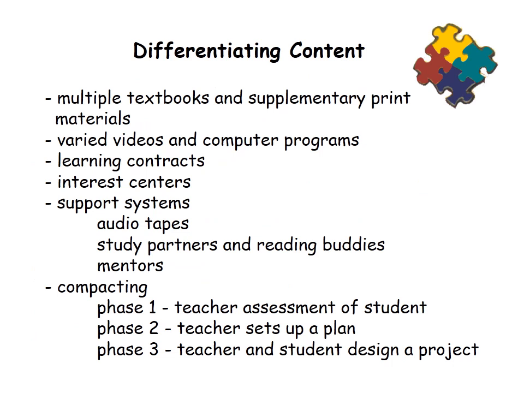How do we differentiate content? We use multiple textbooks and supplementary print materials. We use varied videos and computer programs. We provide learning contracts, interest centers. We have a support system of audio tape, study partners and reading buddies, mentors. We compact. Phase 1, we assess the student. Phase 2, the teacher sets up a plan. And Phase 3, teacher and student design a project.